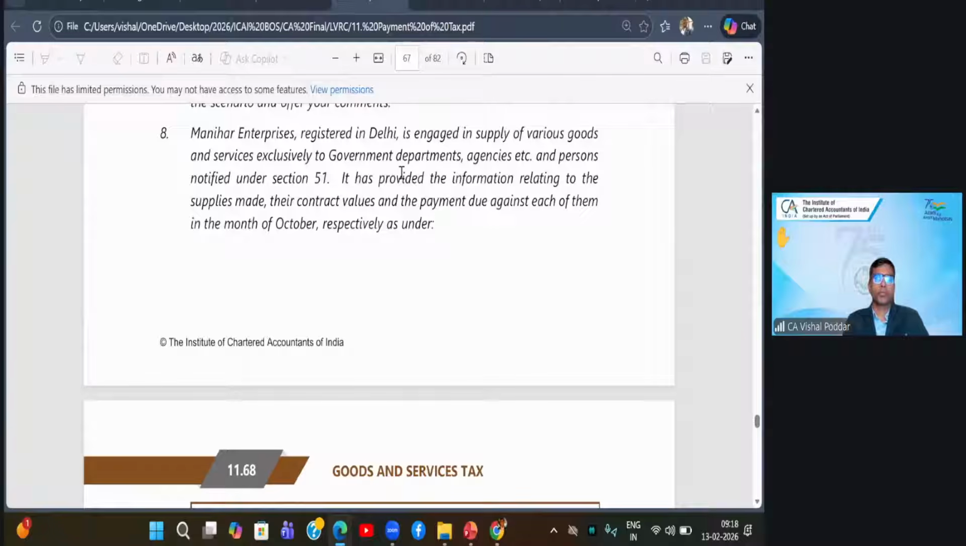Manihar Enterprises, registered in Delhi, is engaged in supply of various goods and services exclusively to government departments, agencies, etc., and persons notified under Section 51. It has provided the information relating to the supplies made, their contract values, and the payment due against each of them in the month of October, respectively, as under. Section 51, students? What is Section 51?